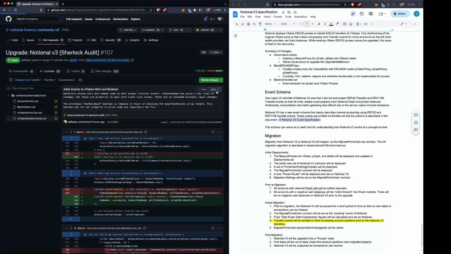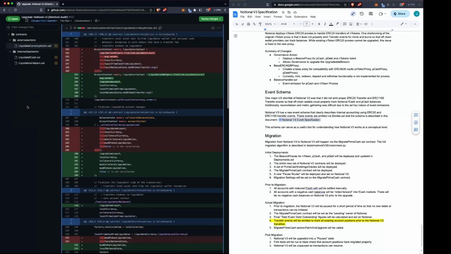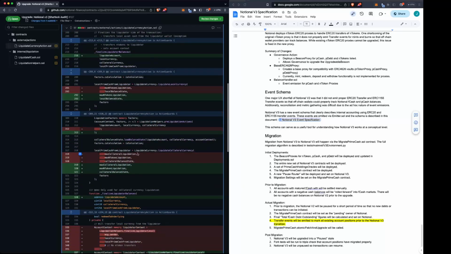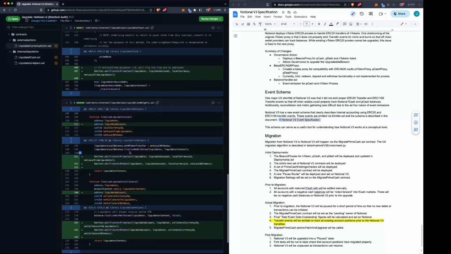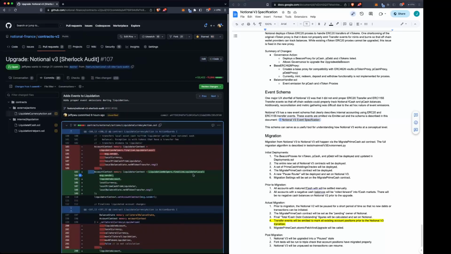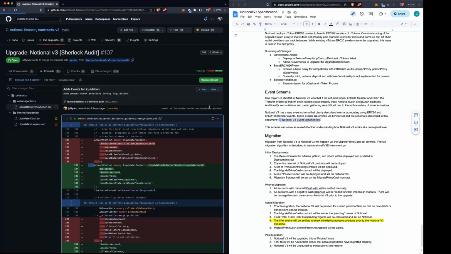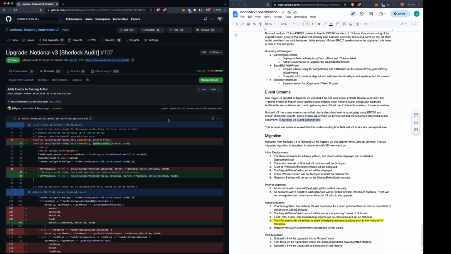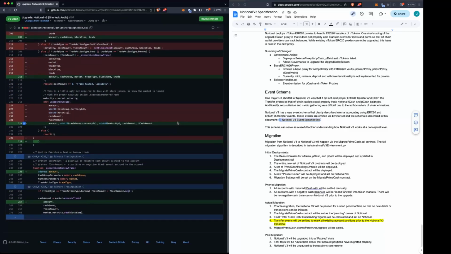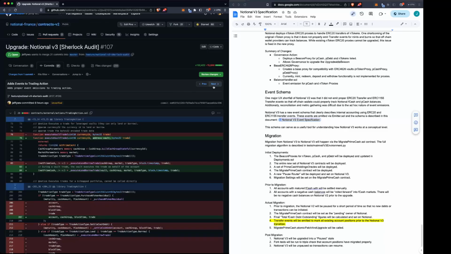Moving on, for liquidation, we're just passing an additional account address down into these different methods so that these events can be fired properly. Here we're adding them to trading action when we lend and borrow Fcash.